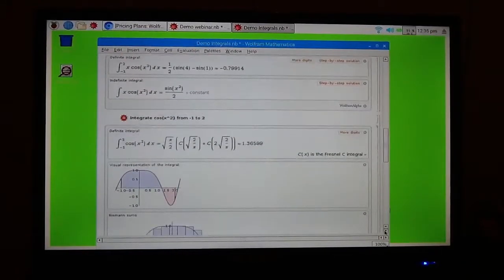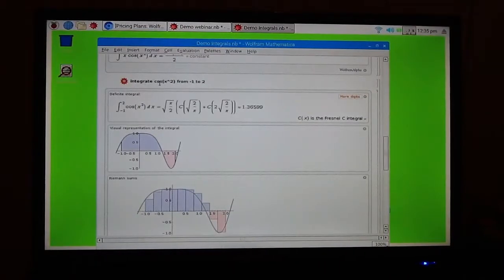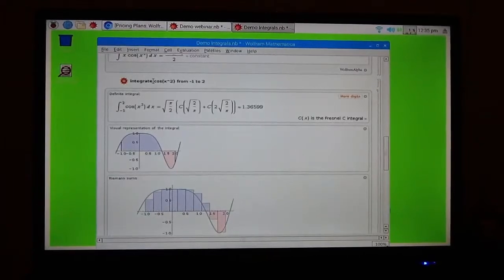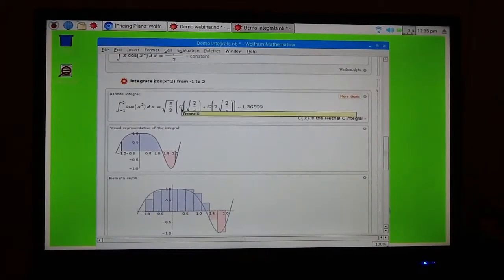Now let me show you something that's very interesting. You're an engineer, and you need to integrate cosine of x squared from -1 to 2. And this will come up in certain engineering applications. And so you tell Wolfram Alpha to do it, and here it gives you the answer. It says the integral of -1 to 2 of cosine of x squared is this number right here. And you go, my goodness, what is this? Well, this is the antiderivative, but it's not in terms of any ordinary function. It's a special function. This one happens to be called a Fresnel integral.